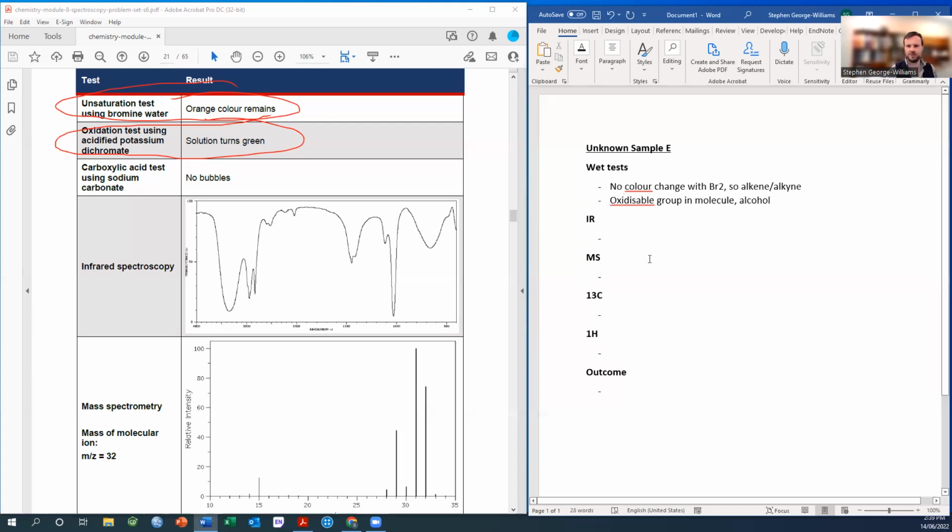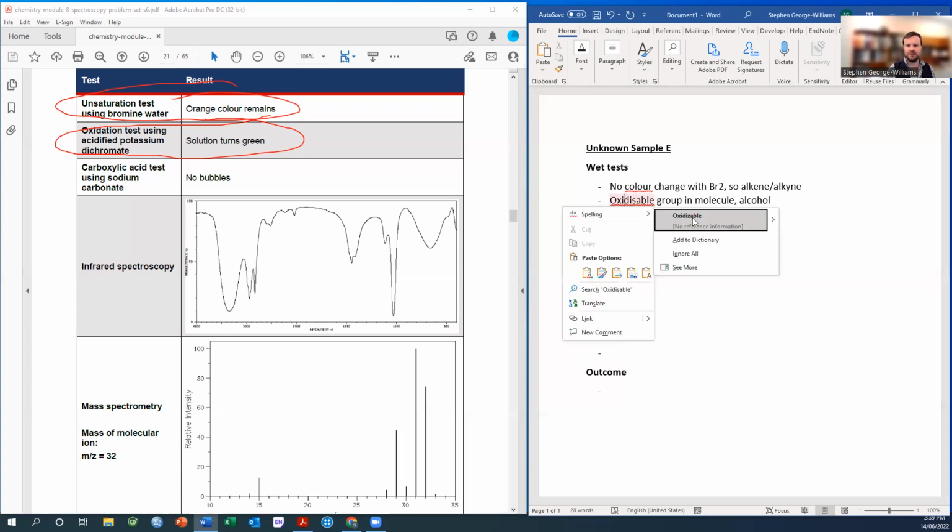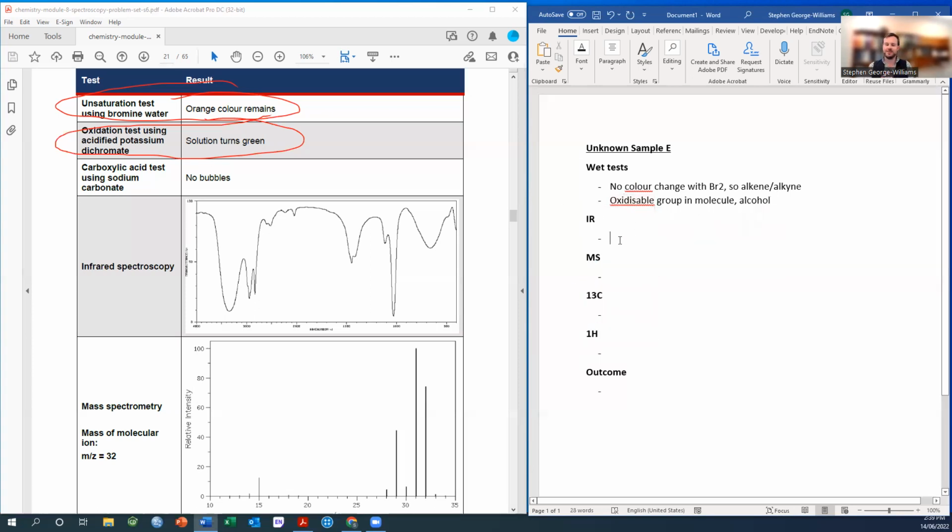Again, spelling is going well. Yes, I thought that one had a Z and I refused because I'm Australian.